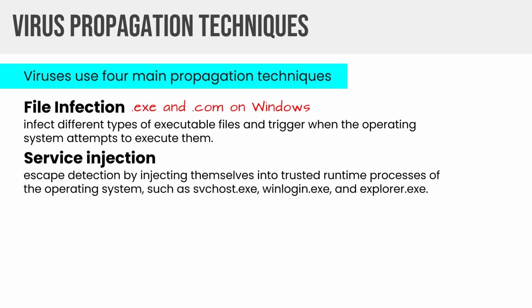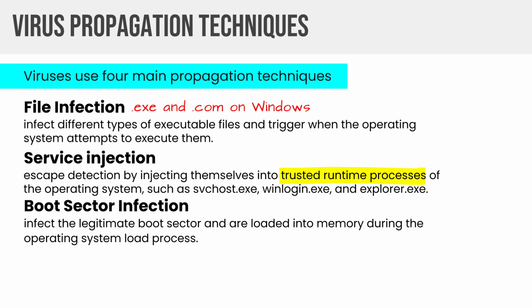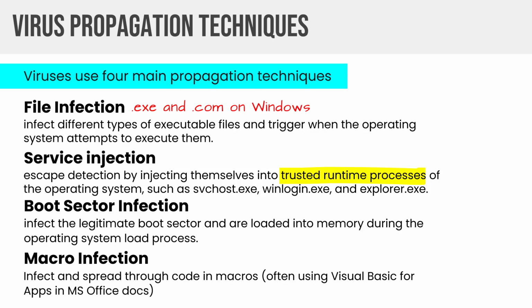There's a service injection attack, and service injection escapes detection by injecting themselves into trusted runtime processes in the OS. So on Windows, for example, that could be servicehost.exe, winlogon, or explorer.exe. Boot sector infection, which essentially just infects the legitimate boot sector, and it's loaded into memory during the operating system load process. So when you boot the system up or reboot the system. And then there's macro infection, which spreads through code and macros like Visual Basic for Applications in Microsoft Office docs.